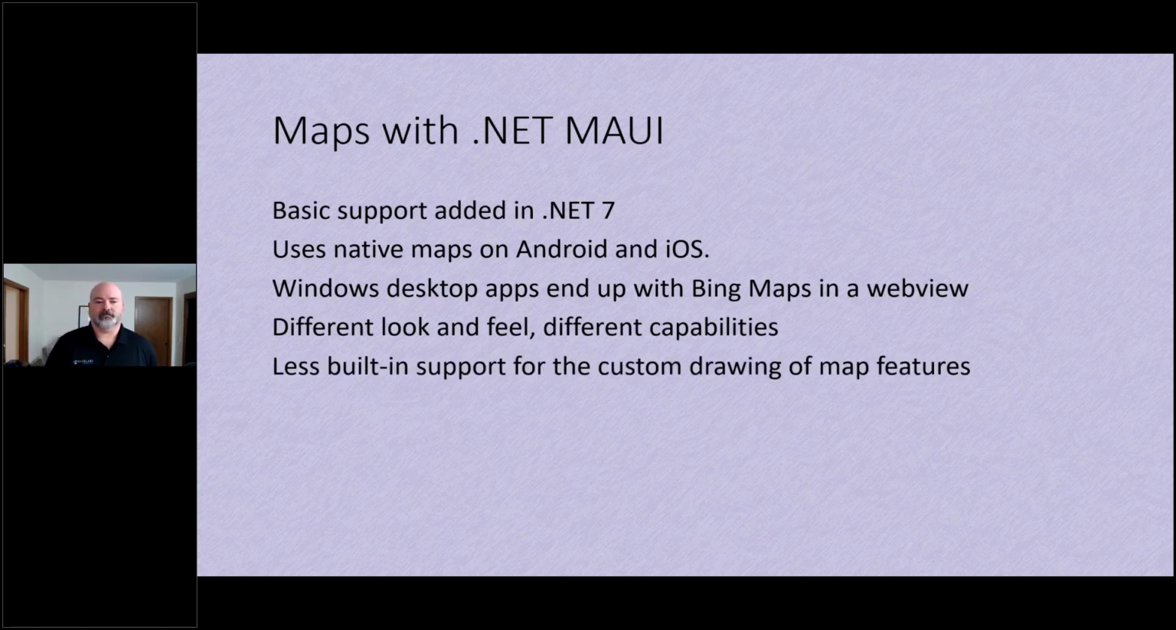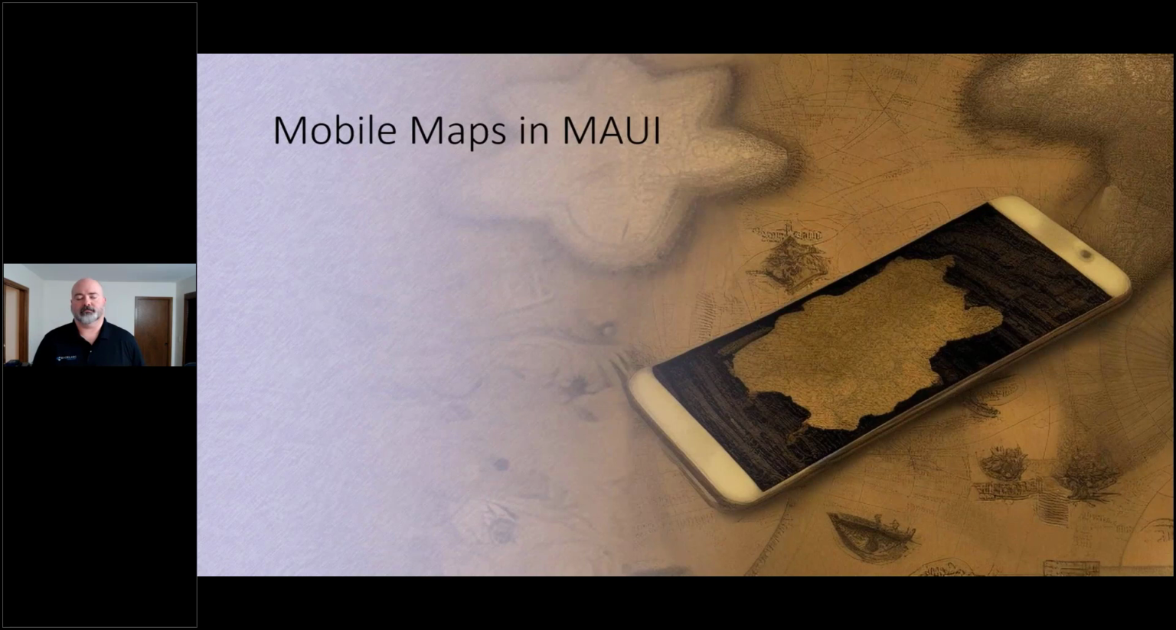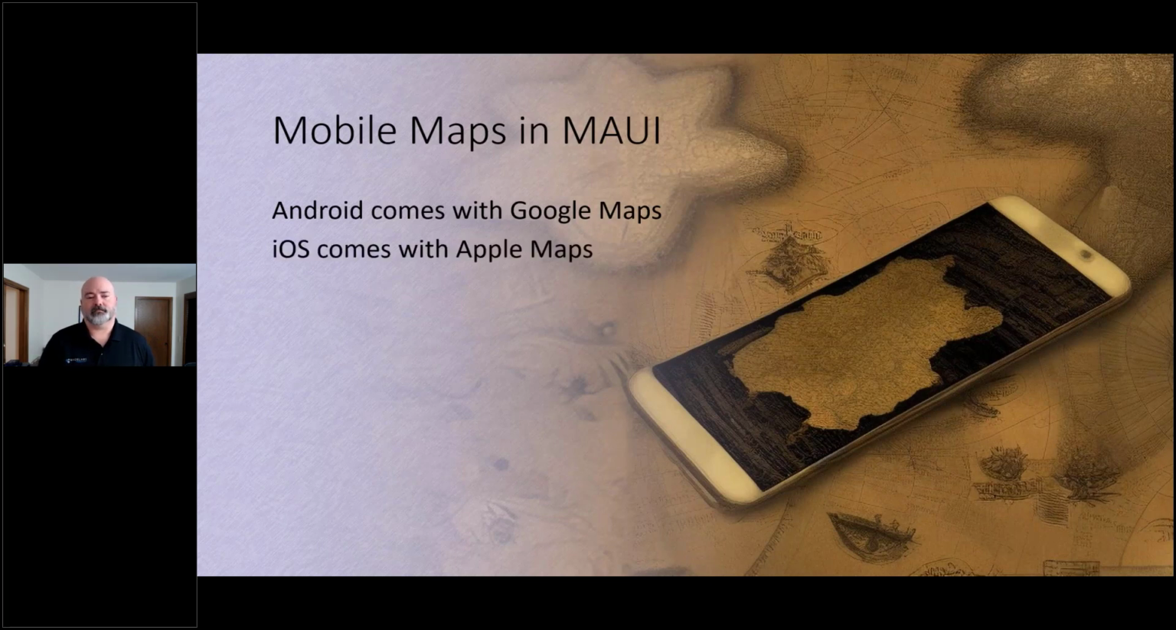With the maps in .NET MAUI, there's less support for custom drawing of map features. It was fairly easy to do in Xamarin.Forms. You can still do it in MAUI, but there's a little bit more work and it's still a little funky to work with. So mobile maps in MAUI, if you're using Android, you're obviously getting Google Maps.